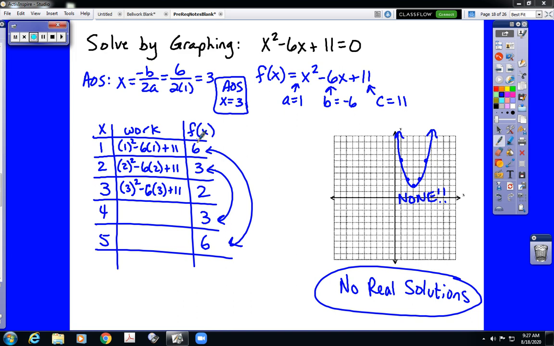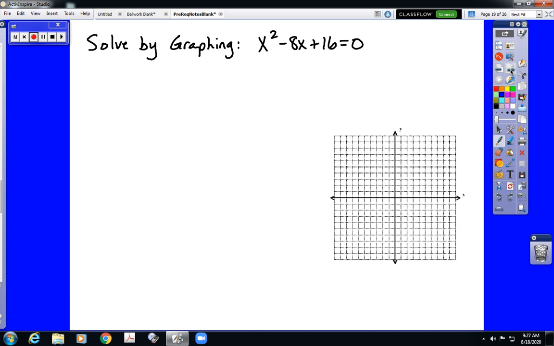Okay, this video will quickly cover the additional two examples provided in the notes. Starting with the quadratic equation to be solved by graphing, x squared minus 8x plus 16 equals 0. Again, we should be looking to graph the related quadratic, x squared minus 8x plus 16. We look at a, b, and c. So a is 1 because there's no number in front. b is negative 8, and c is 16.